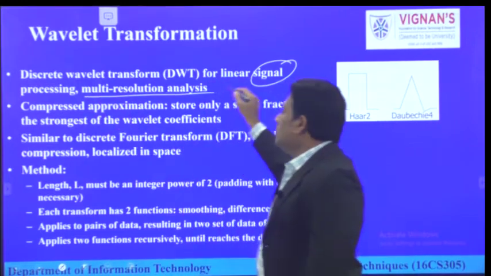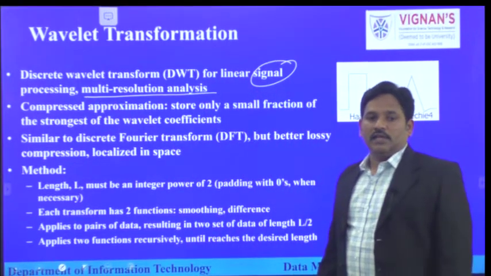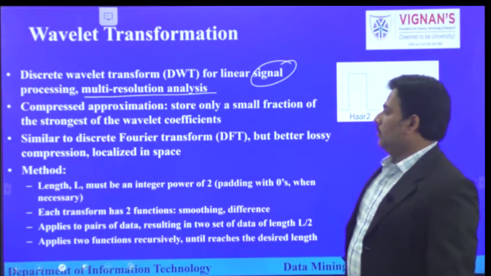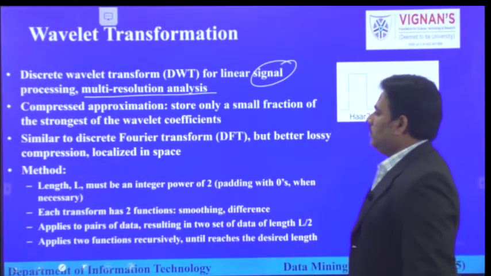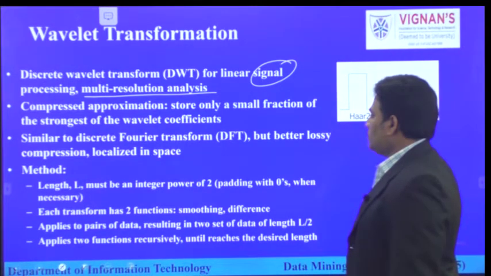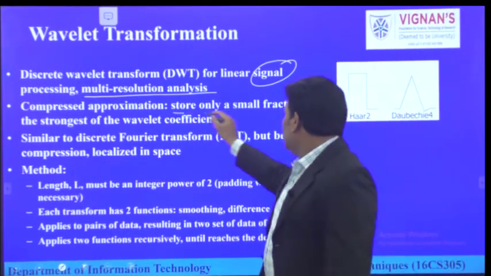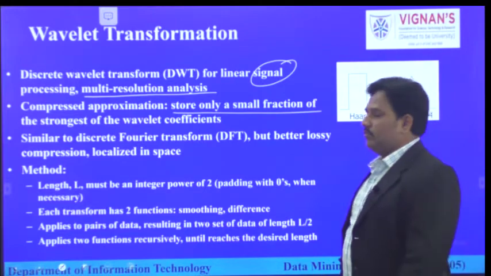We want to generate a multi-resolution image analysis. Now, what is going to be done in discrete wavelet transform? Here they will apply data compression operations. That means it stores only a smaller fraction of the strongest wavelet coefficients.